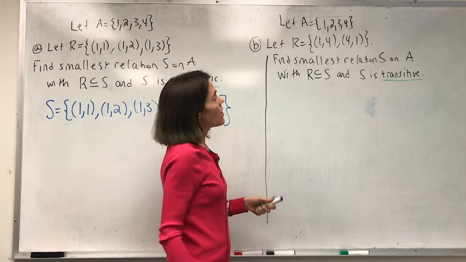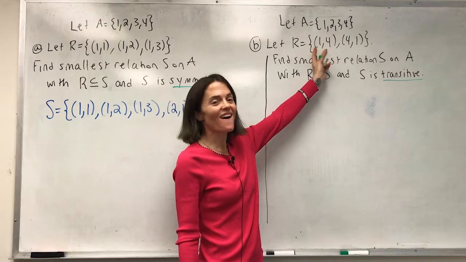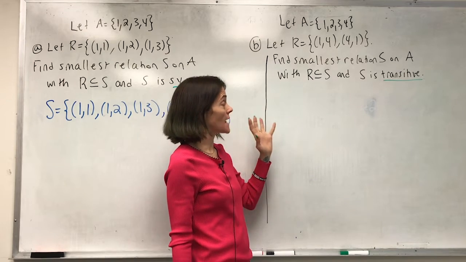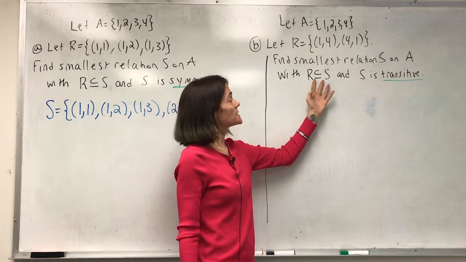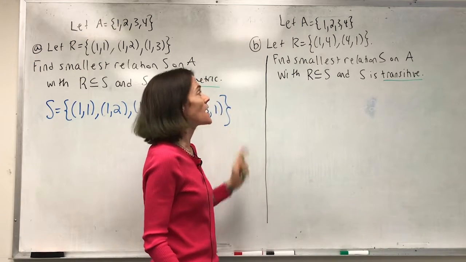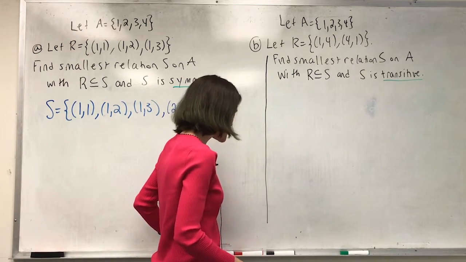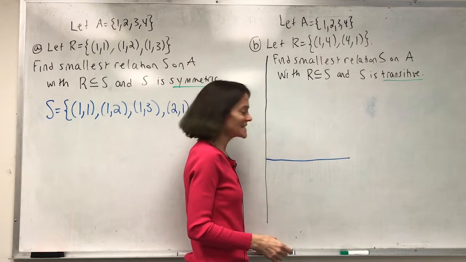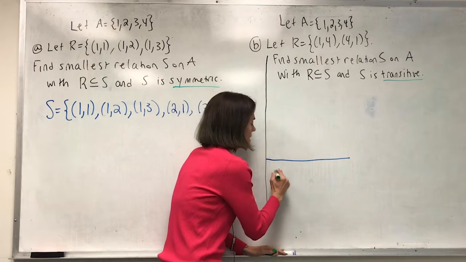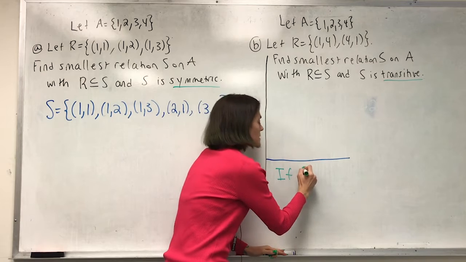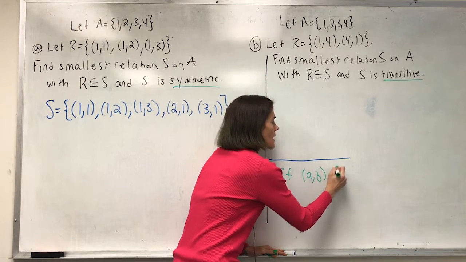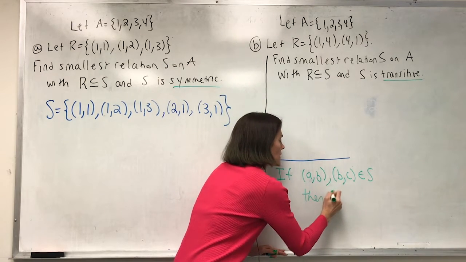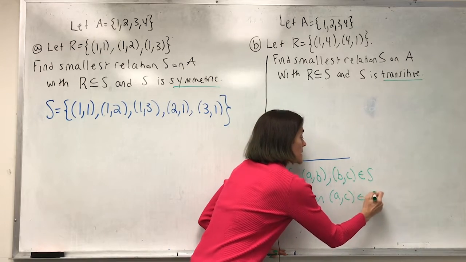We're given a set relation R, and in fact, this R is symmetric. But that's not what we're interested in. We want to find the smallest relation S on A that contains R and S is transitive. This is not a transitive relation. Maybe before I begin, let me put a line and I will remind you what transitive means. So transitive says if, well, we want S to be transitive, so if (a, b) and (b, c) are both in S, then (a, c) needs to be in S.